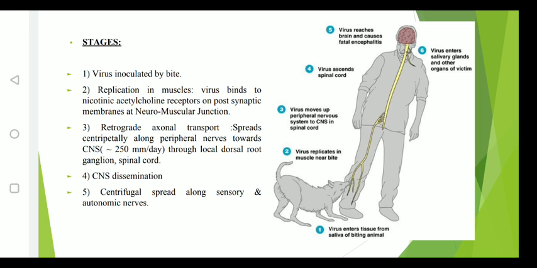So once the virus enters the central nervous system, it can lead to fatal encephalitis. Infection of the central nervous system, the brain, is called encephalitis. Once the brain is infected, the virus enters the salivary gland and other organs of the victim. So the fatal condition will be there for the person who got a bite from an infected animal. There is full failure of the sensory as well as the autonomic nervous systems, and because of the spreading of infection, the brain is damaged. Okay, so these are the stages.